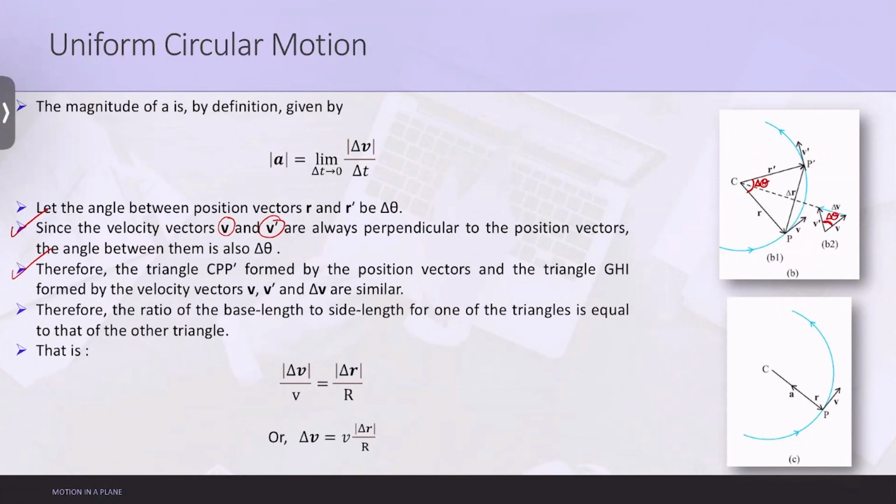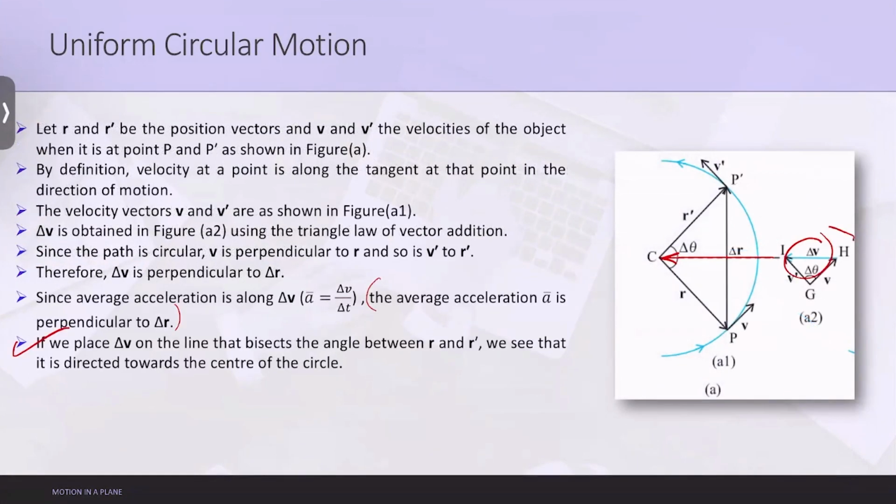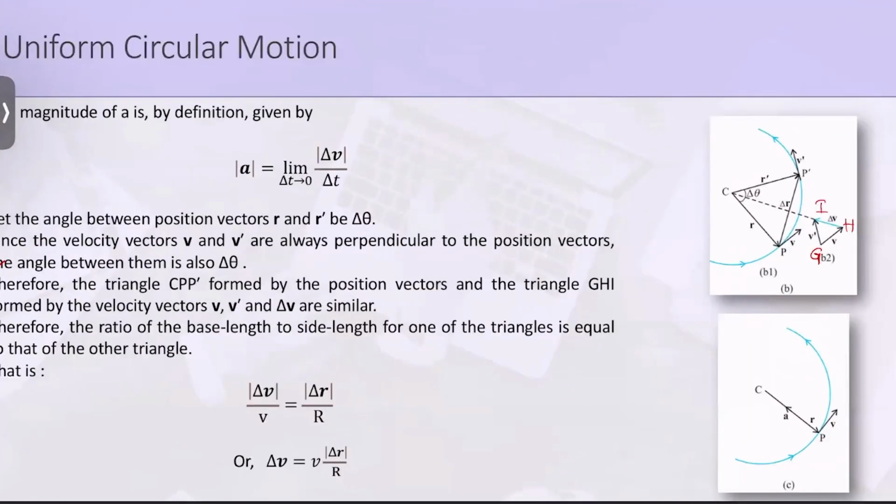Therefore, the triangle CPP dash. So where is angle CPP dash? This is the triangle CPP dash, formed by the position vectors, and the triangle GHI. If I go back, this is the triangle GHI being formed here, and this is the triangle CPP dash. Okay, so this is your GHI. Therefore the triangle CPP dash formed by the position vectors and the triangle GHI formed by the velocity vectors V dash and delta V are similar. Okay, so you have understood.